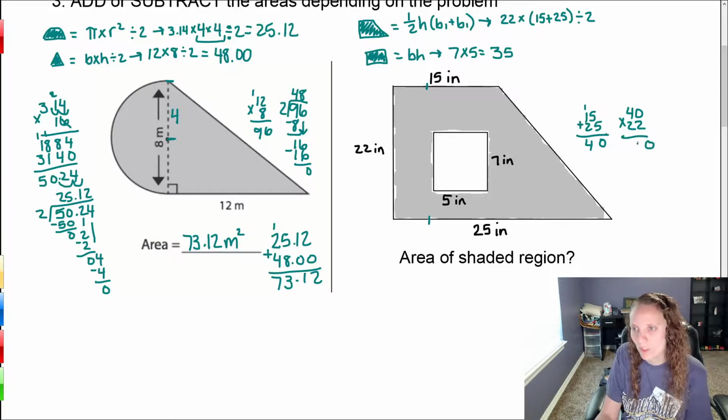2 times 4 is 8. Add a 0. 2 times 0 is 0. And then 2 times 4 is 8 again. So that gives us 880. So we've done base times height. And then now all we have to do is take this answer and divide it by 2. 2 goes into 88 44 times, and then just bring that last 0 up.